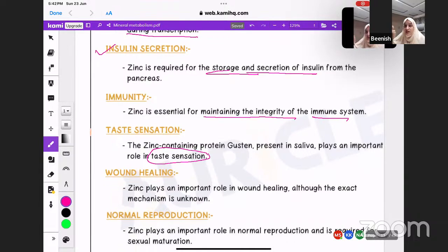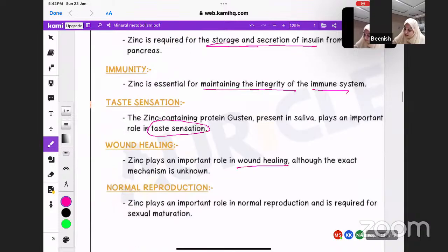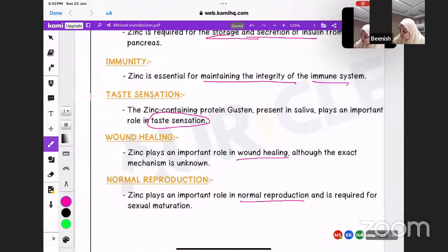Okay, first was the interaction of protein and DNA. How? Because of zinc finger motifs. Then in the storage and secretion of insulin. Then an important role in taste sensation. Then zinc also plays a role in wound healing. Then it is also involved in normal reproduction and sexual maturation. So these are all the functions of zinc.